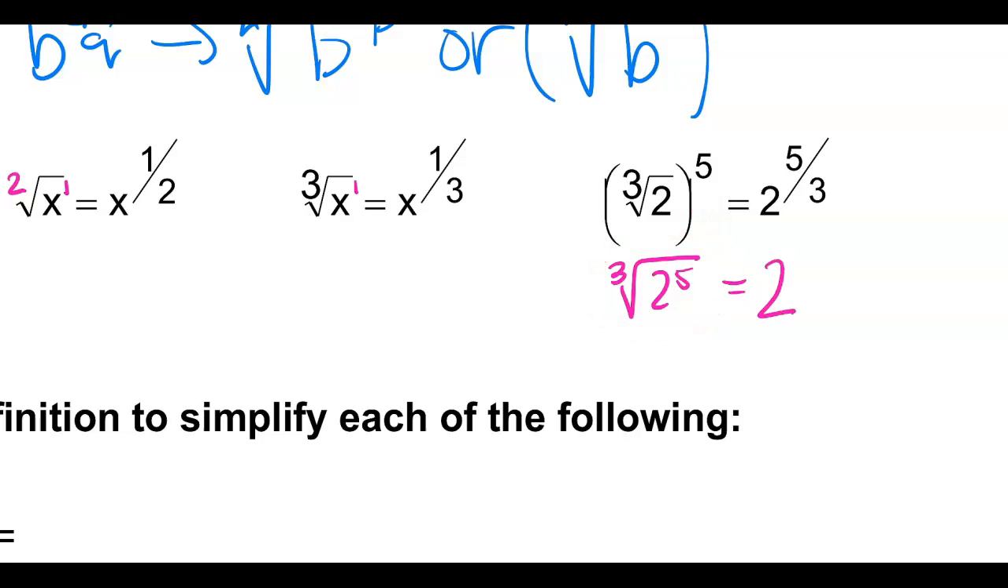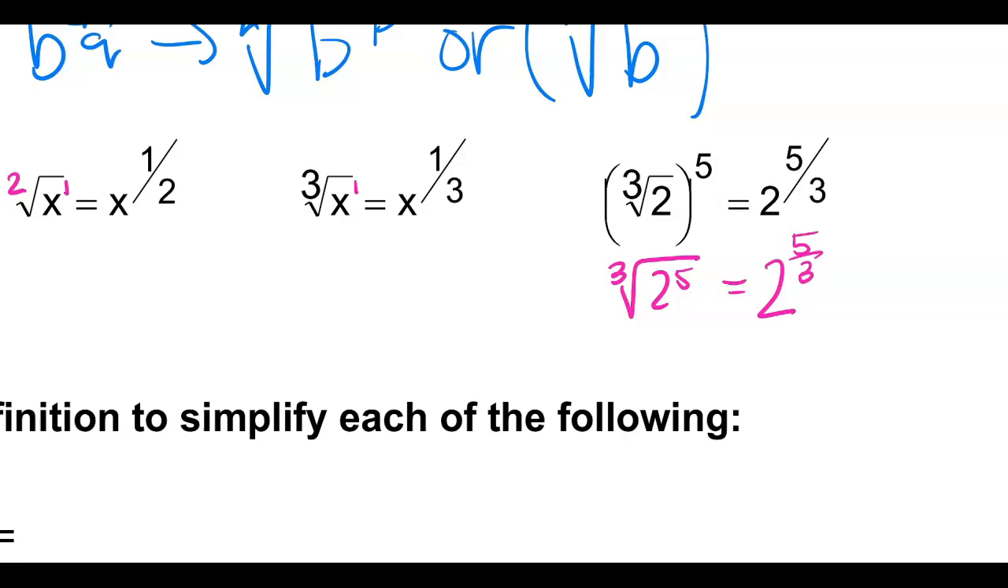So this also would be rewritten the same way. 2 is your radicand, which is like your base. You would raise it to the 5 over 3 power. The 3 is your index. That's always your denominator. The 5 is your exponent on your radicand. That is always the numerator.